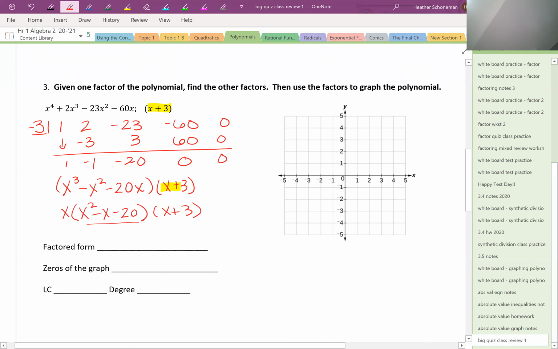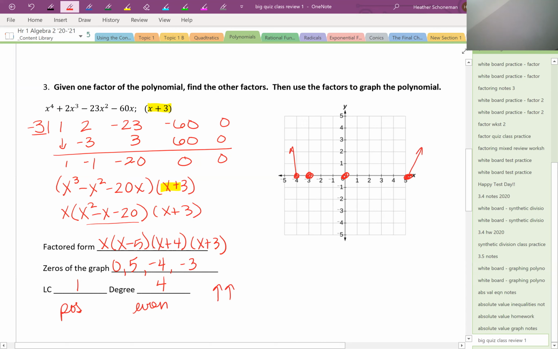But this trinomial in here can factor even further. So I have my x, and this would factor to x minus 5 times x plus 4, and then I've got my x plus 3. So my zeros of the graph would be 0, 5, -4, and -3. So I'm going to plot those points. Okay, if I go back and look at my original, my leading coefficient is +1. The degree is 4, so this is positive and even. So my ends will both be going up.